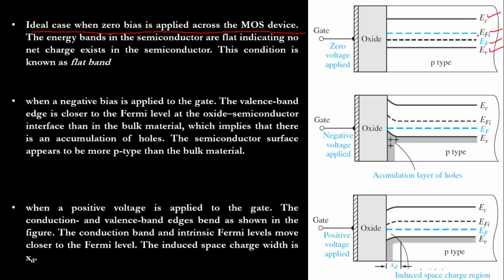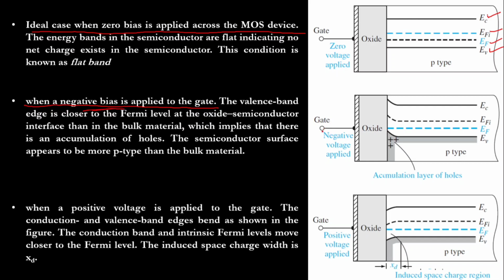Okay. Yes. And this is actually the ideal condition. We are not applying any voltage at the gate metal terminal. This is the gate, right? Metal terminal. And now when we apply a negative voltage to the gate, when a negative bias is applied to the gate, that means when we apply a negative voltage.